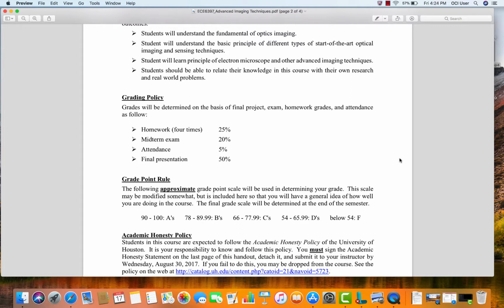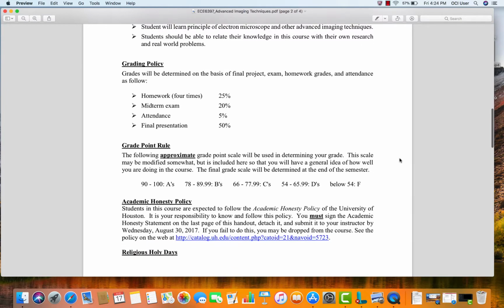It should be a closed book exam, but I haven't made my final decision. Attendance will be 5%. I don't think we'll have a lot of students, so I can see every week who attends or not. And then the final presentation is about 50%. Basically, you don't need to have a written report. Just a presentation will be good enough.